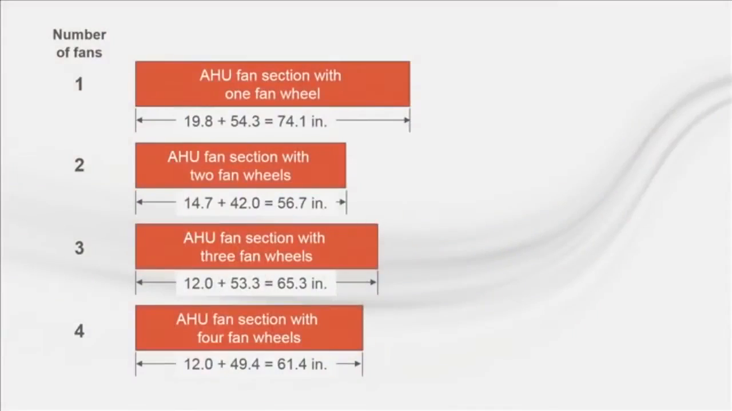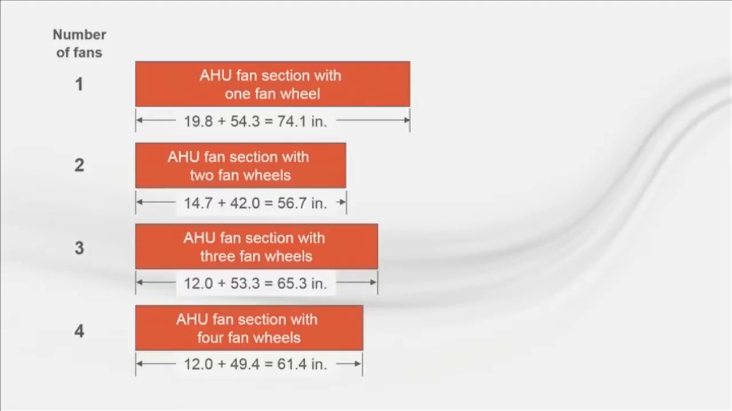Here is the result of adding the upstream and downstream distances. When a single fan wheel is used, the overall length of the fan section is about 74 inches. If 2 smaller fan wheels are used in an array, the overall unit length is reduced to about 57 inches, assuming access doors on both sides of the unit. While the length can be reduced significantly by changing from 1 to 2 fans, the potential length reduction diminishes as the number of fans continues to increase.